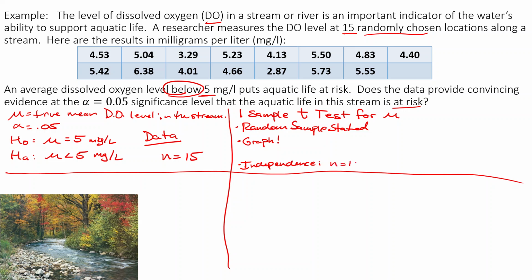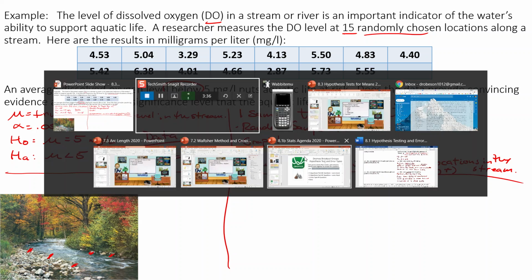Our sample size is 15, which is surely less than 10% of all locations in the stream. That would be our population, anywhere in the stream we could choose from. So as long as there are over 150 different locations, we can always move over a little bit to the left, a little bit to the right. We can be right here, or right over here. We can hop to the other side and then maybe off of that rock. Plenty of locations there. So now we need to look at the graph.